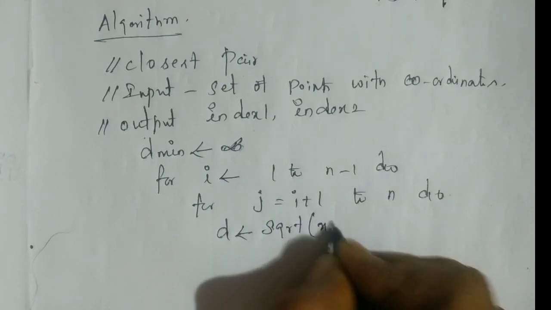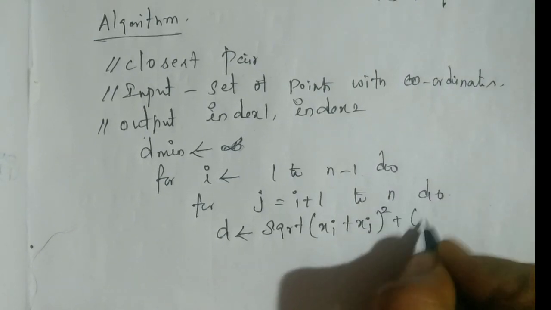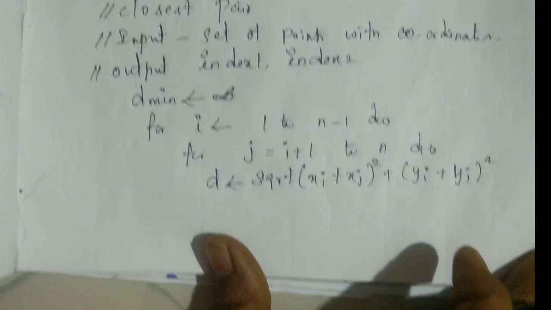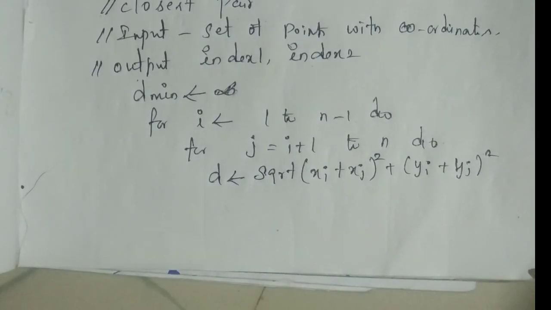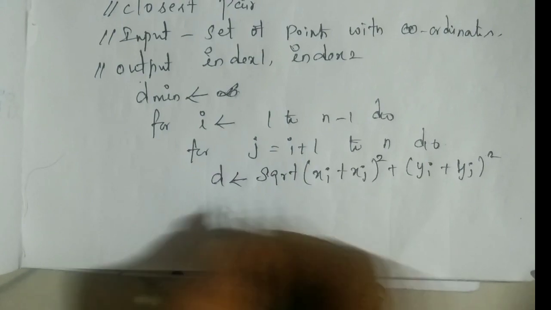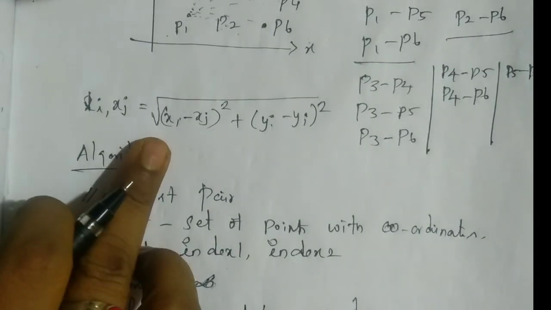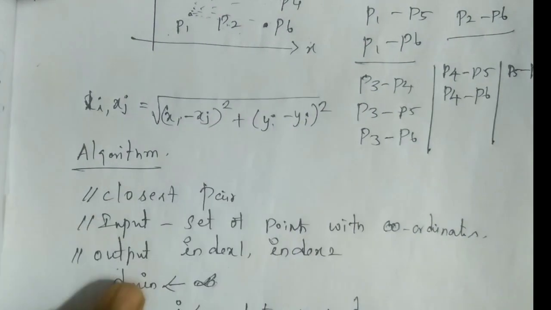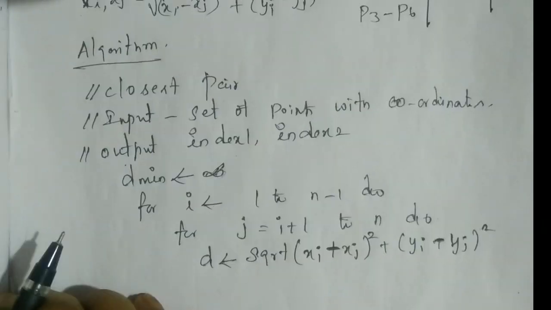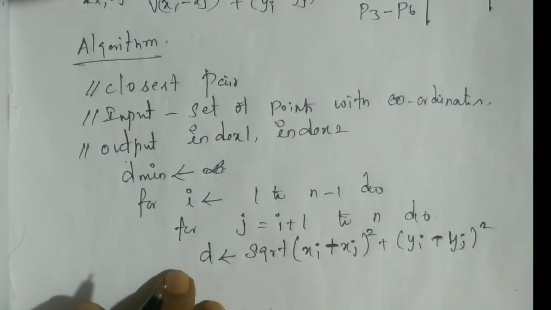So d is the square root of xi plus xj the whole square plus yi plus yj the whole square. Sorry, this is not a plus, this is minus. As we have written the formula already, xi minus xj the whole square plus yi minus yj the whole square, under a square root. The answer we store in the variable d.